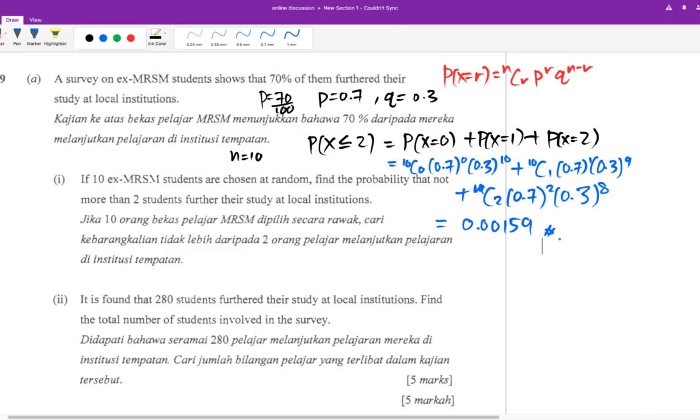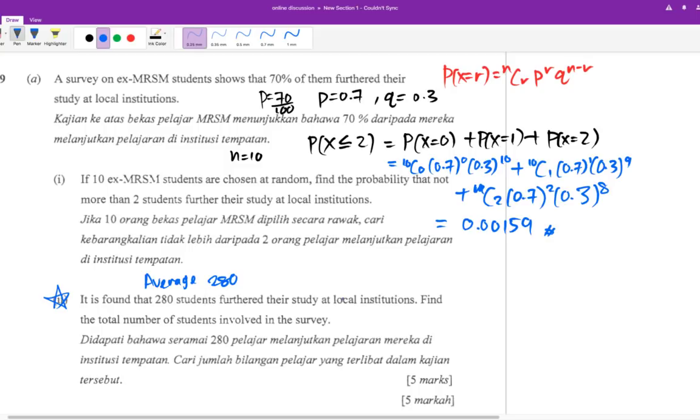And for the next part, it is found that 280 students further their study at local institution. Find the total number of students involved in this survey. So this question is actually quite tough if you don't get what the question is trying to say. I can understand it this way: for MARA, which is MRSM, on average 280 students actually go into the institution. So the question asks you to find out the total number of students involved in this survey.